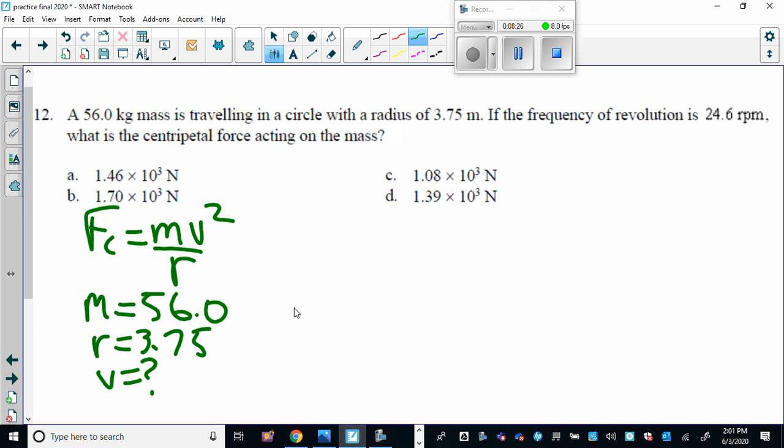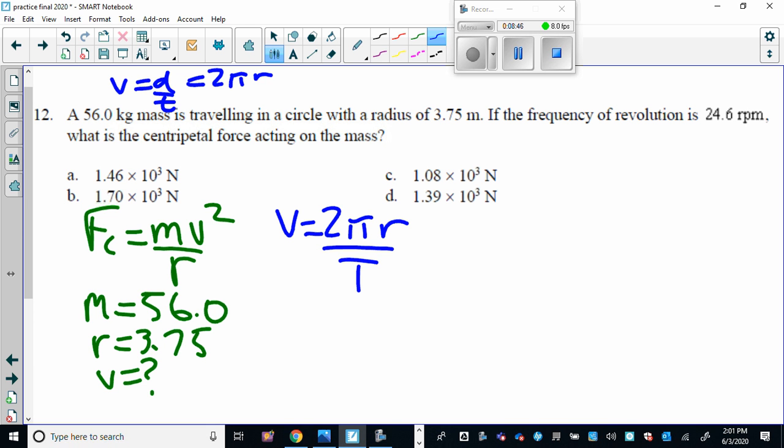And how do we calculate the velocity of something going in a circle? Two pi r over t. And just a reminder, that's just the derivation of this formula here. In a circle, the distance is the circumference of the circle, and the t is the time that it takes to go around the circle once. Do we have t? No, we don't.